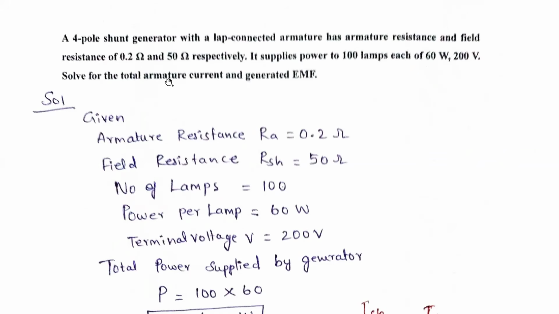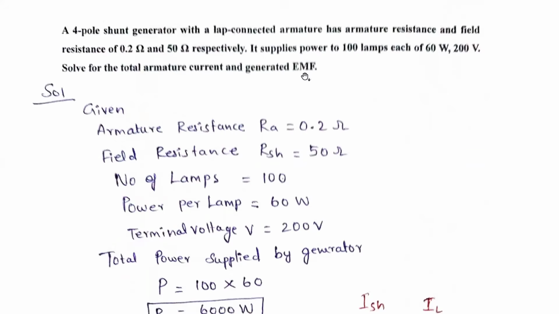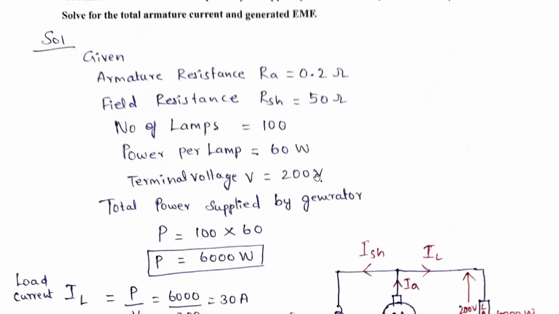So we need to calculate the total armature current, that is IA, as well as the generated EMF, EG. Here the load is given as 100 lamps, each of 60 watts and 200 volts. First, the given terms: 4 poles, armature resistance RA is equal to 0.2 ohms, field resistance RSH is 50 ohms, number of lamps is 100, power per lamp is 60 watts, and terminal voltage is 200 volts.